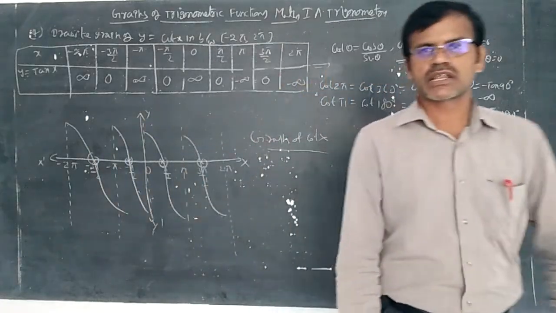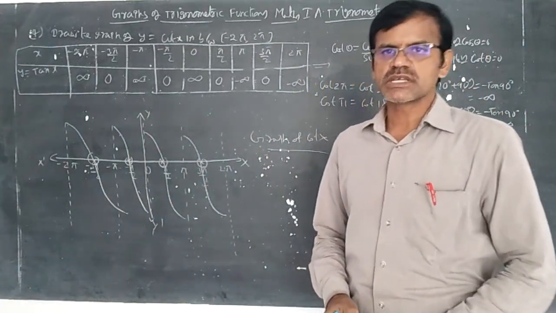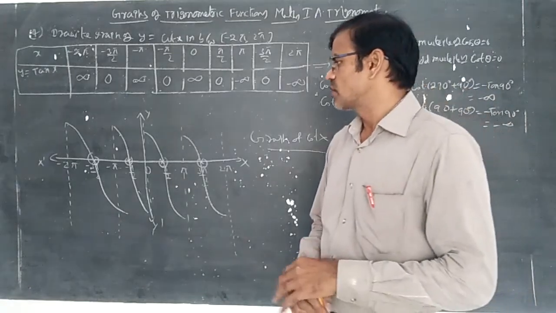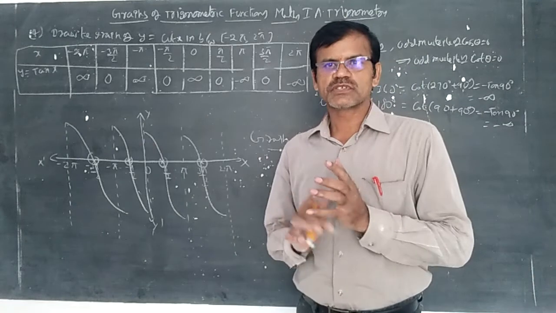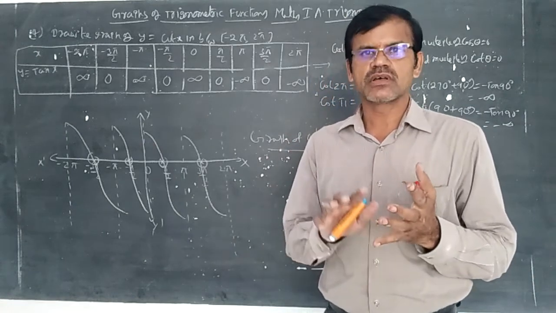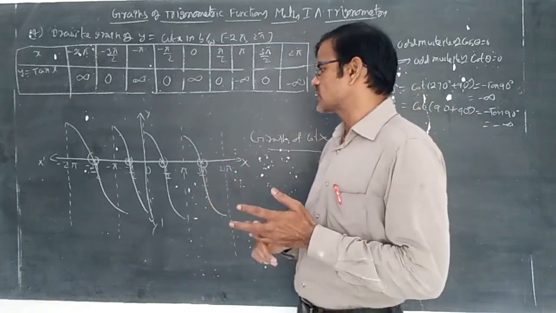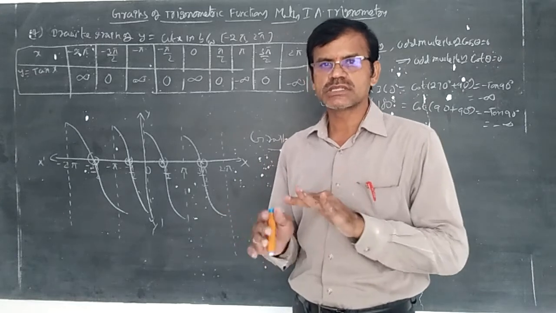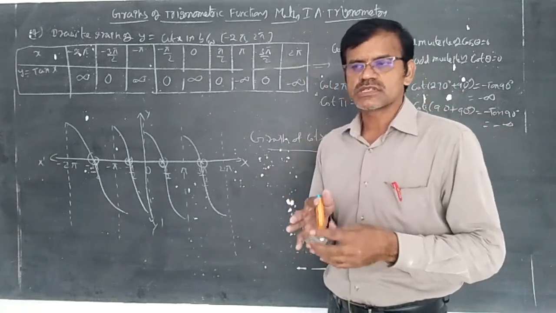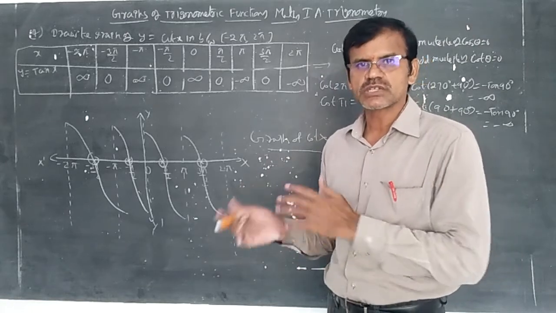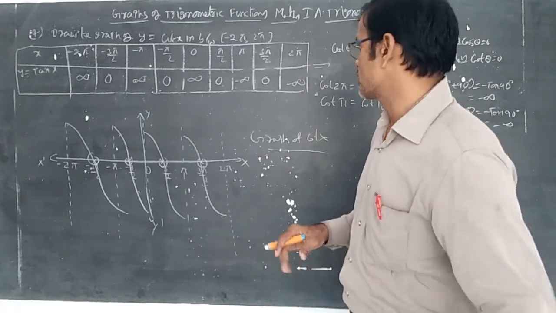Now you can understand that the co-functions and the original function graphs are similar. So the graph of sin x and the graph of cos x are the same, and the graph of tan x and the graph of cot x are the same. Same means in the way I am discussing. Next, in the concept, the graphs of secant x and cosecant x are also in the same way.